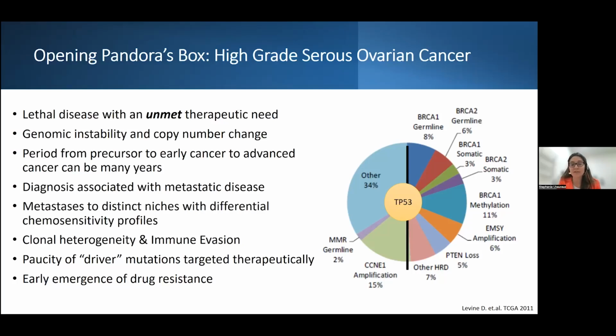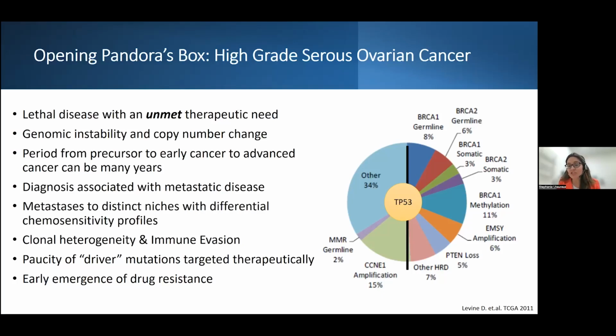Unfortunately, in high-grade serous ovarian cancer, we do not know yet how to target the immune system to have the response that was seen with other diseases with some immune therapy. So in high-grade serous ovarian cancer, there's a posse of driver mutations that we can target therapeutically. The main mutation known for high-grade serous ovarian cancer is the TP53 mutation, and it's also known for having an early emergence of drug resistance.